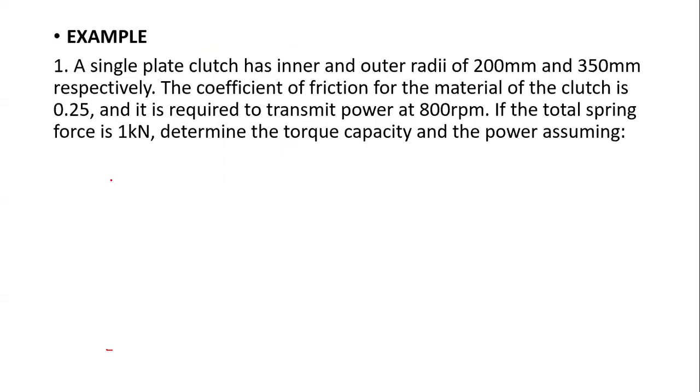Let's do the application. We've been given a single plate clutch, where the inner and outer radii are 200 millimeters and 350 millimeters respectively. The coefficient of friction for the material of the clutch is 0.25, required to transmit power at 800 RPM. If the total spring force is 1 kilonewton, determine the torque capacity and the power, assuming uniform wear and uniform pressure.